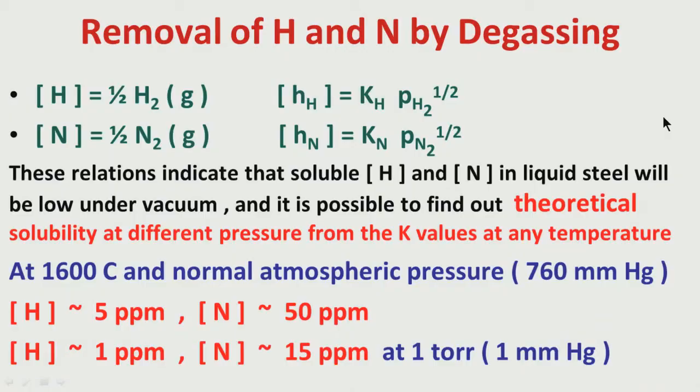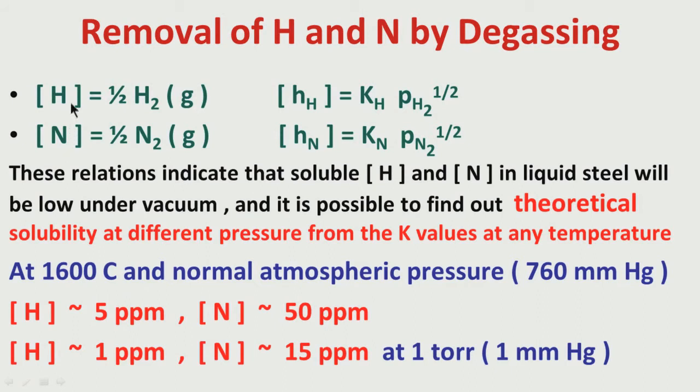Now, I talk about degassing. Why is degassing necessary? Because I have told you earlier that hydrogen and nitrogen are gaseous elements which are present in liquid steel. So, they have to be removed, they have to be brought down to a tolerable level. How is it done? It is done by degassing. Now, let us look at it. What do I mean by degassing?